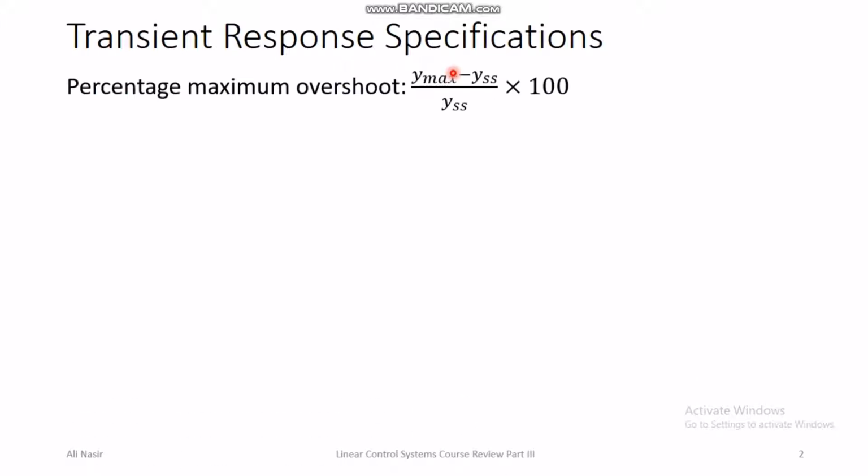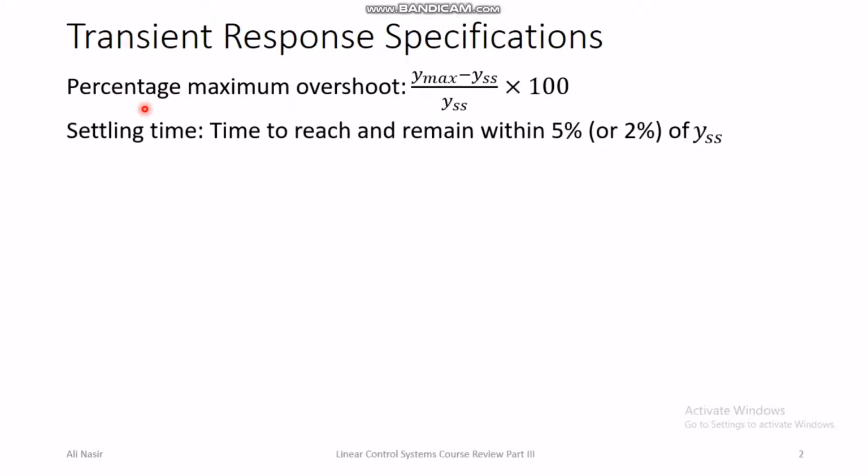In terms of transient response specifications, there is a list of specifications that you can use to measure the performance of an LTI system in terms of transient response. First, there is percentage maximum overshoot, which is the maximum value of the output minus the steady state value of the output divided by the steady state value of the output. So this is the normalized value between 0 and 1, which is multiplied by 100 to indicate the percentage.